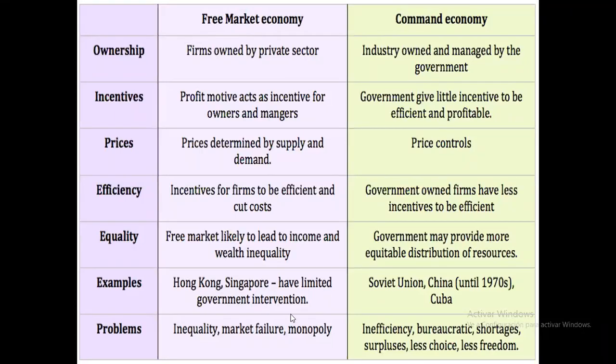Inequality, market failures and monopoly. Those are the problems over here in the free market. Now over here, the problems in the command economy: inefficiency, bureaucracy, shortage, surplus, less choice and less freedom. Definitely, those are the problems when we compare these two types of economic system.